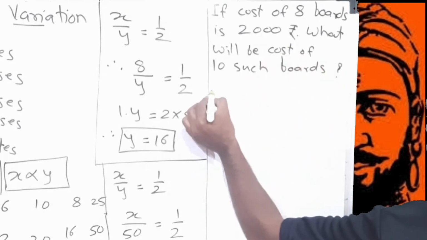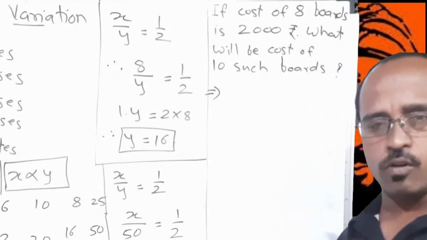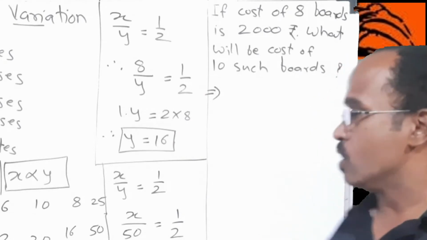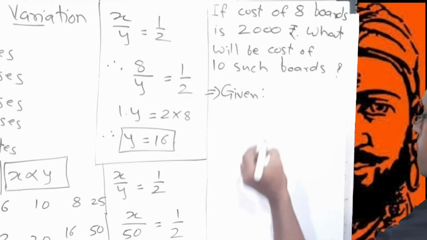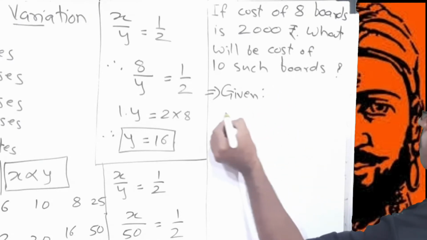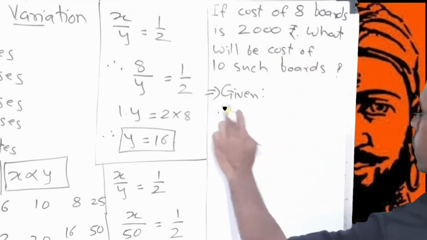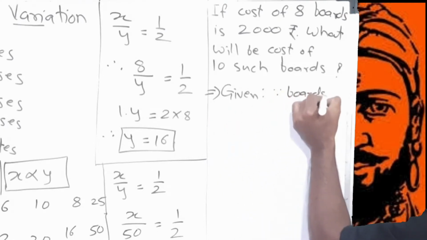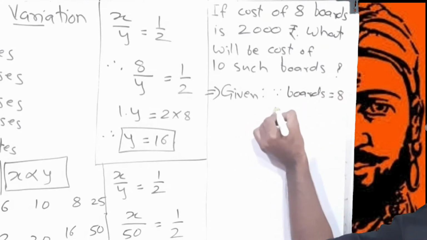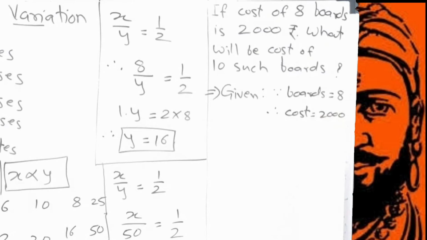Now what we have to do? First of all, write the information, what is given, what we have to identify. So what is given? If boards is equal to 8, then cost is equal to 2000. This information is given. What we have to find?